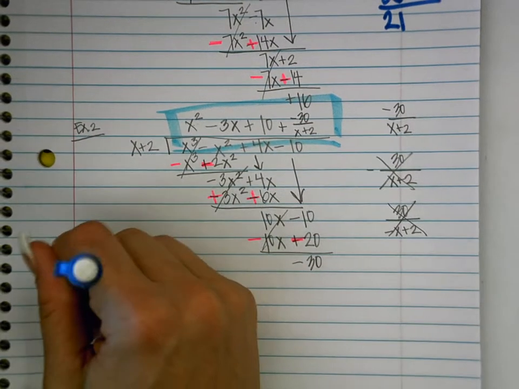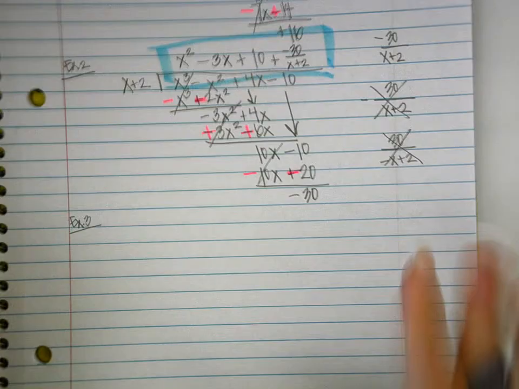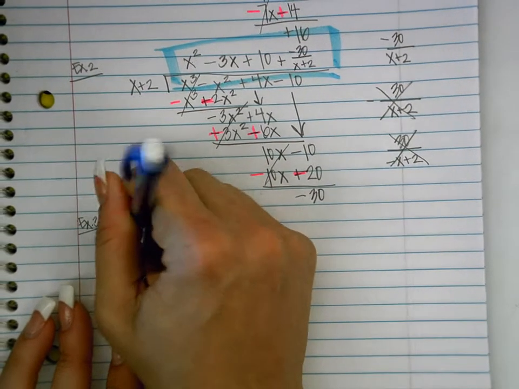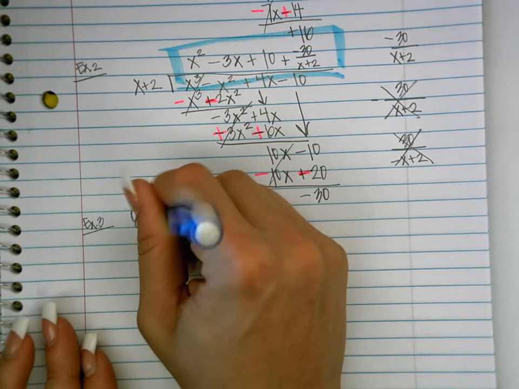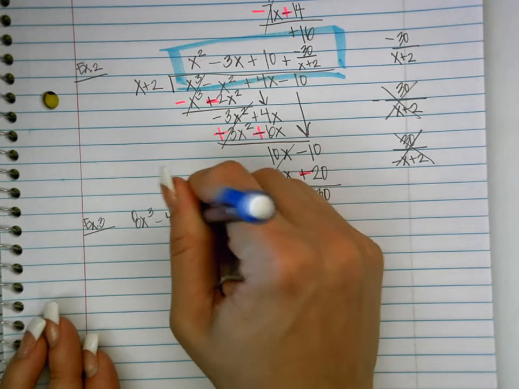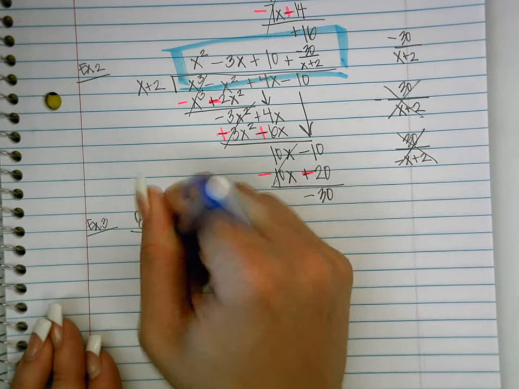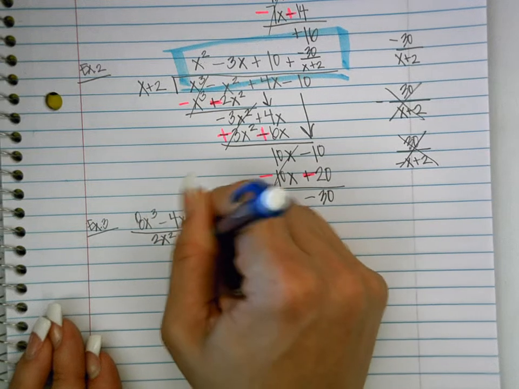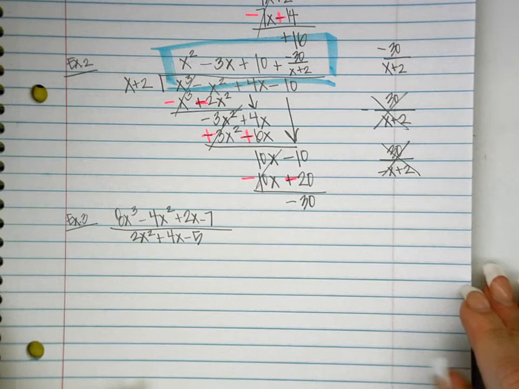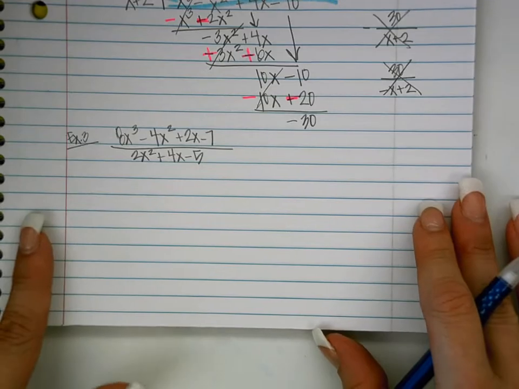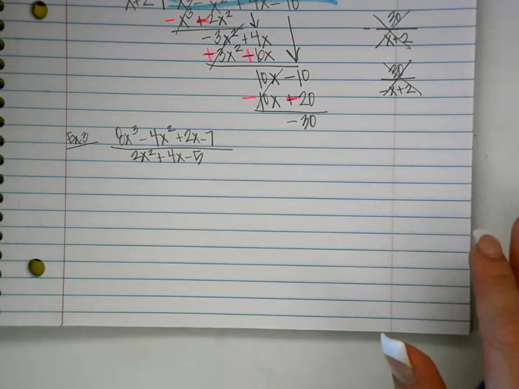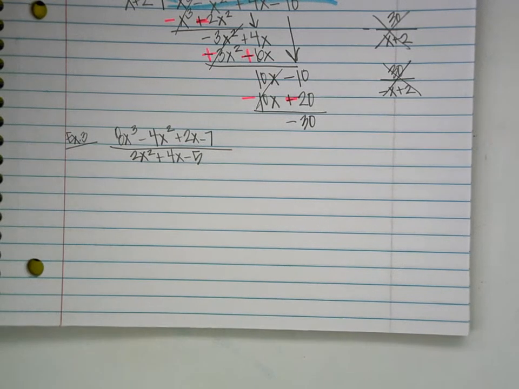Okay, for example number 3, I would like you to divide 8x cubed minus 4x squared plus 2x minus 7 divided by 2x squared plus 4x minus 5. Divide 8x cubed minus 4x squared plus 2x minus 7 divided by 2x squared plus 4x minus 5. What's wrong about the way this is written currently?